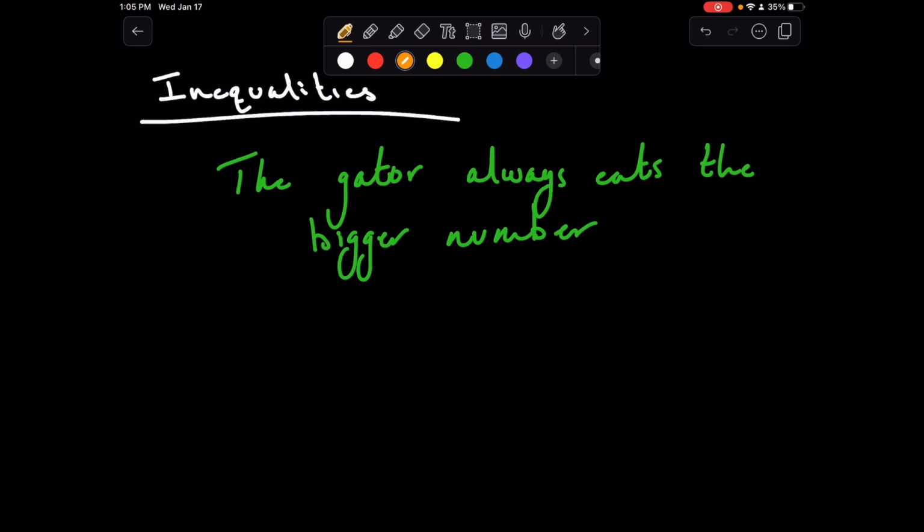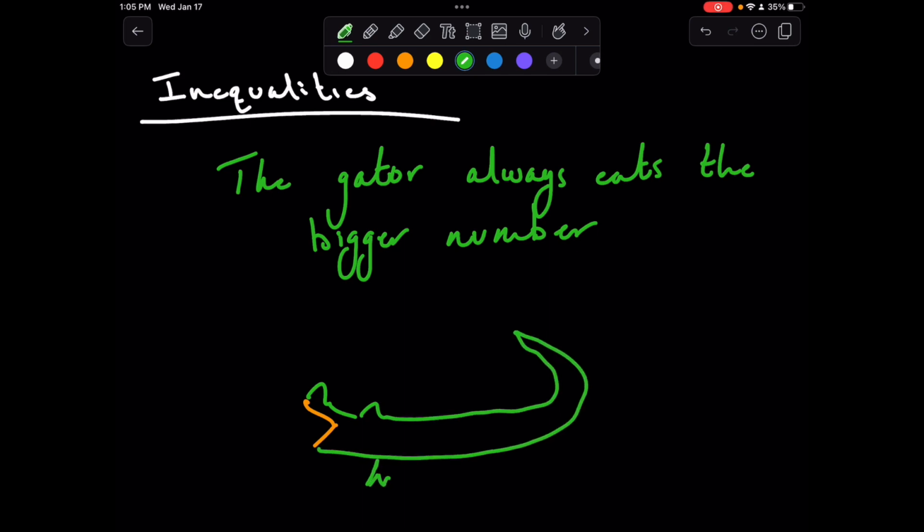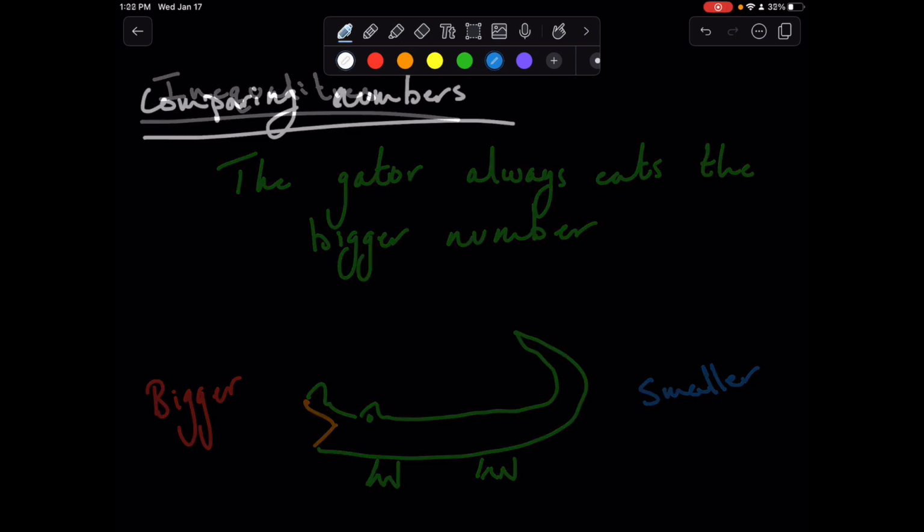Well, what we mean by gator is that this is our inequality sign, and the gator looks like this. So the inequality sign is the mouth of the gator. And this gator is always going to eat the bigger number. Right, so its mouth should always be opening towards the big number. And on the tail side, we have the smaller number. And that's really all we need to know. Let's take a look at how this works.